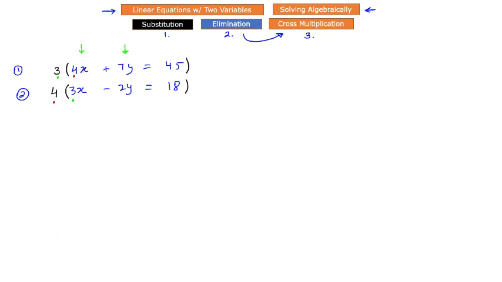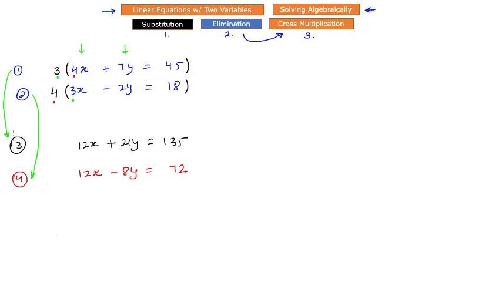variable x. Okay. So as you do this, what you obtain is 3 times 4x will be 12x plus 21y is equal to 135. Label it as equation 3, and then you will obtain another equation, equation 4, that will be 12x minus 8y is equal to 72. Okay, so equation 4 is equivalent to equation 2 and equation 3 is equivalent to equation 1, right? At this stage, I'll simply subtract equation 4 from equation 3.